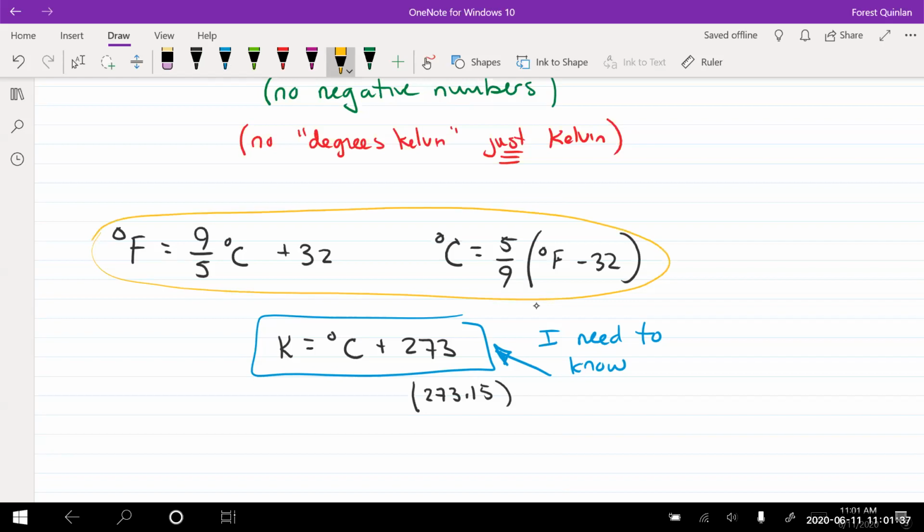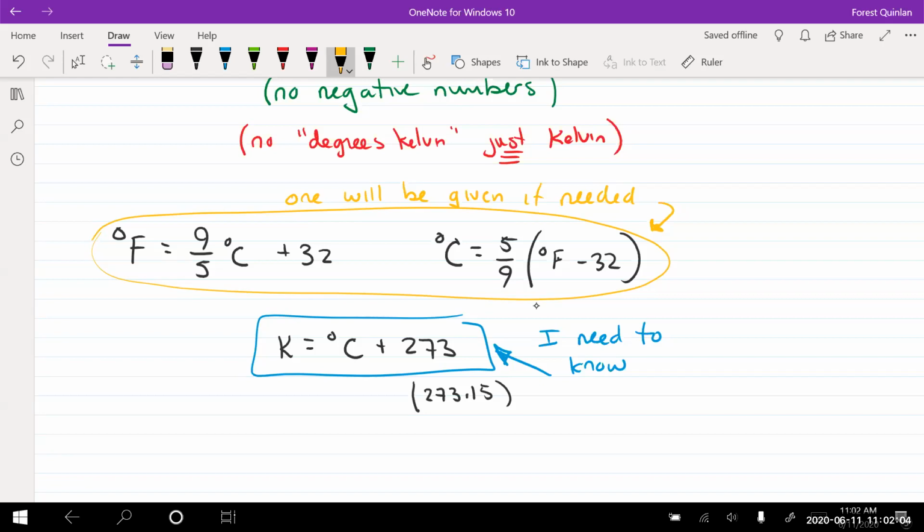We only need to know the Kelvin, or we need to know both? In actual, it's 273.15, but when we do the calculations, 273 is okay. Okay. So I hope I answered your question, Your Royal Highness.